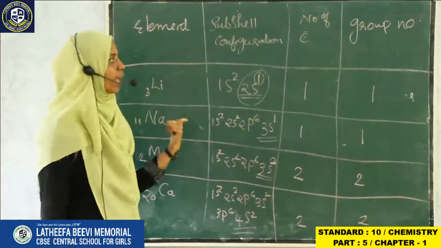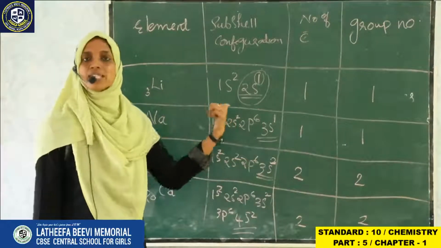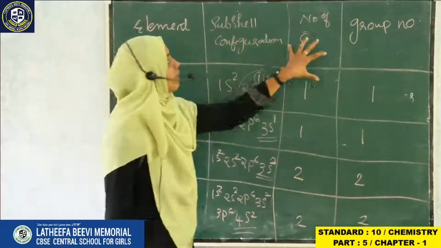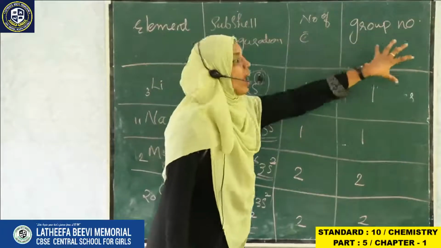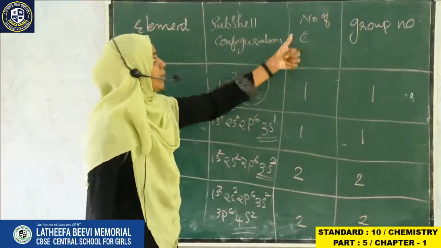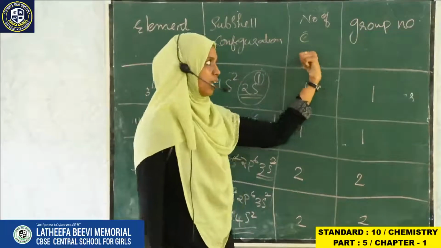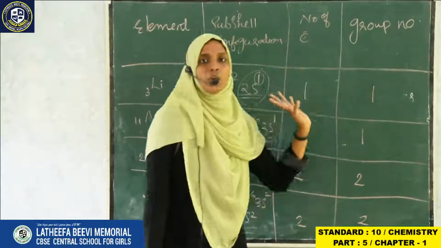In the case of S block elements, the number of electrons in the outermost shell is the same as the group number. So it is equal.